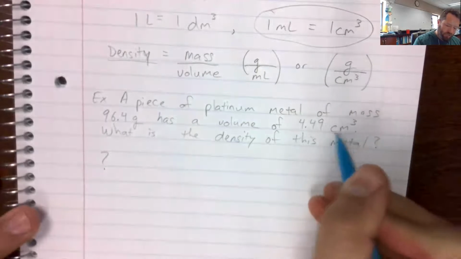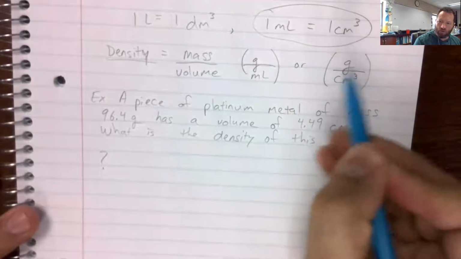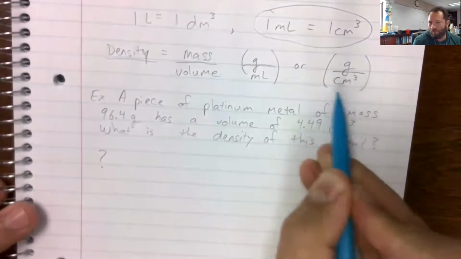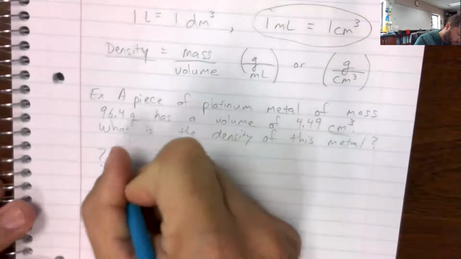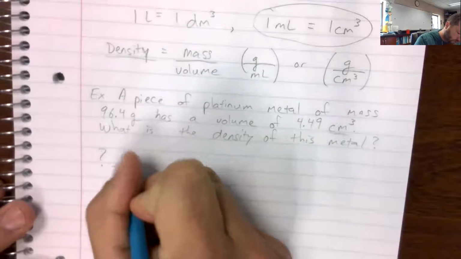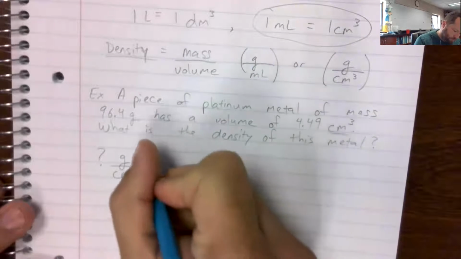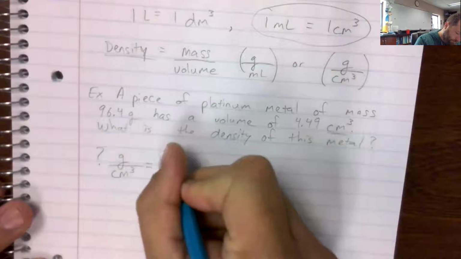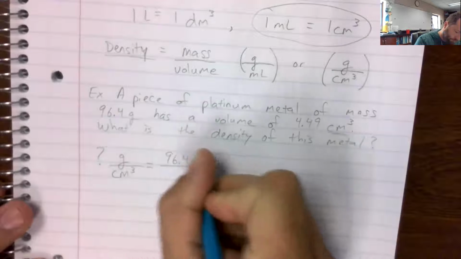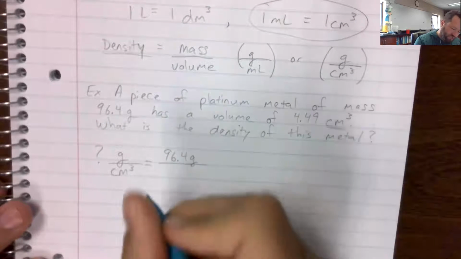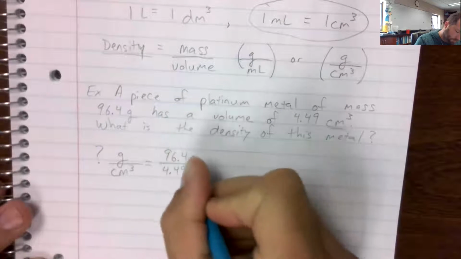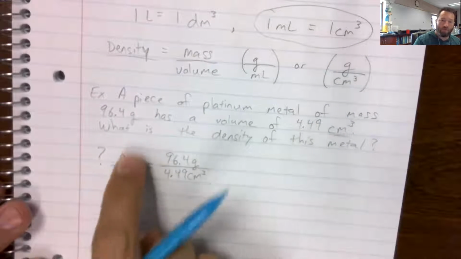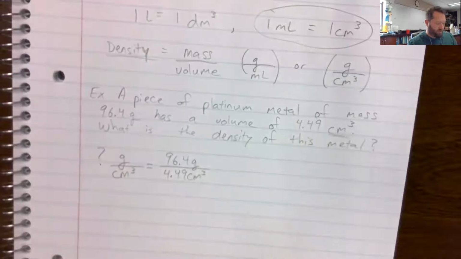I'm going to look back into the question. I'm going to see, hey, that's cubic centimeters. So let's do ourselves a favor right from the beginning. Not that it's a difficult conversion to make, but might as well start by using that one. So we're looking for grams over cubic centimeters, mass over volume. Well, let's take a look here. We have 96.4 grams, and we have 4.49 cubic centimeters. There we go. Our units are set up exactly how I want them, grams over cubic centimeters.